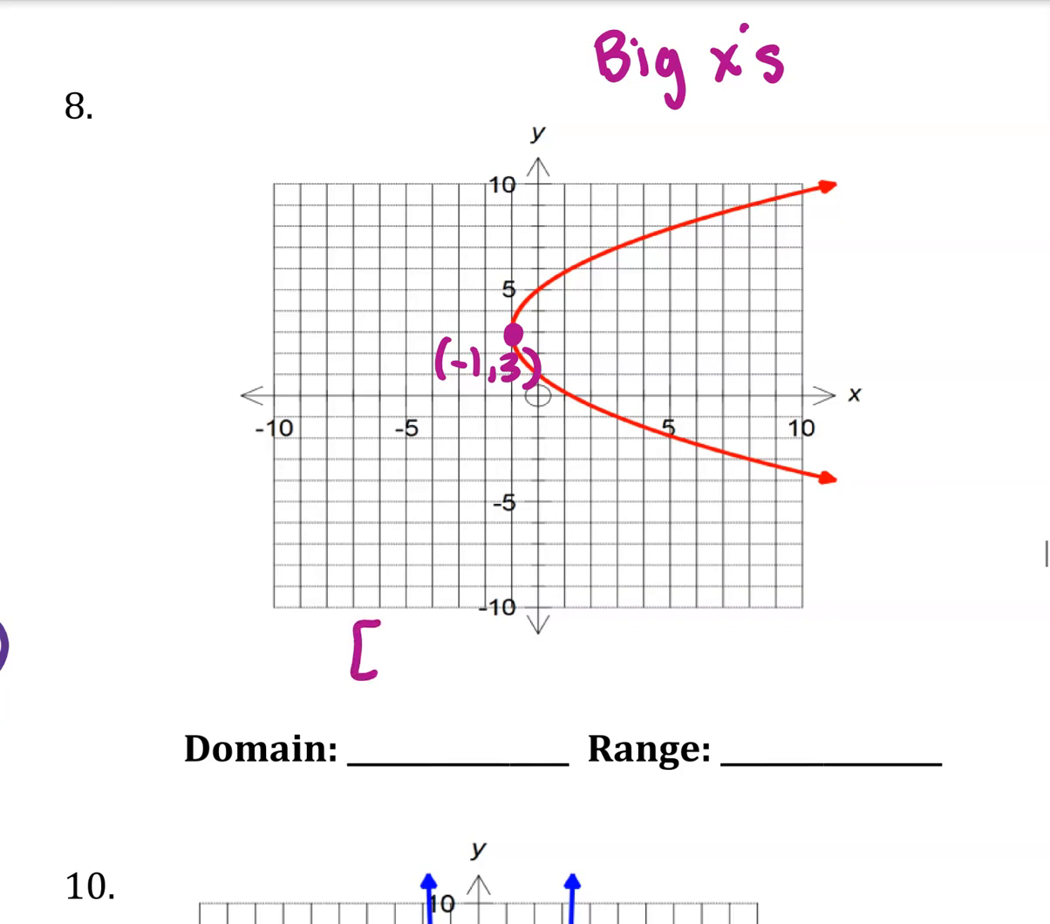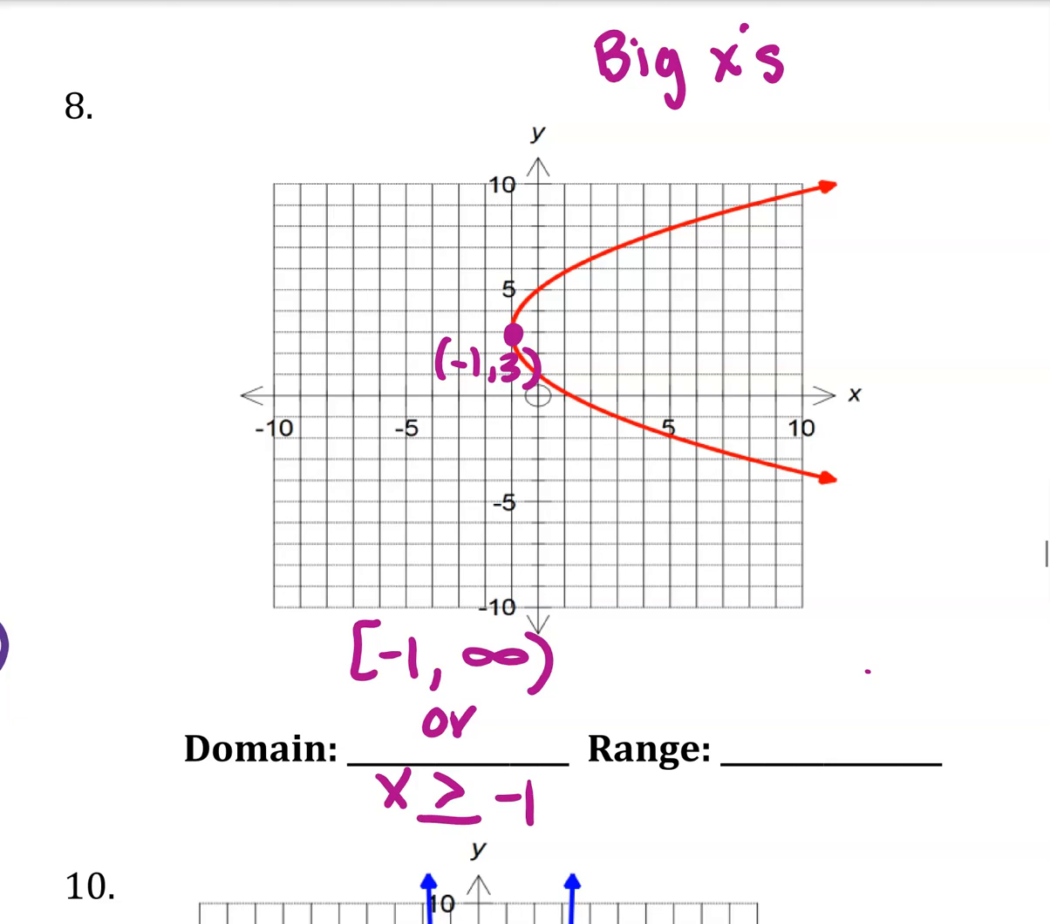So I'm going to put a bracket and I'm going to put -1 because that's my smallest. Now there's arrows going to the right, so that means the x's are getting bigger, so they're going to go towards infinity. Or if you're using your inequality notation, I just said big x's, so x is greater than or equal to -1.